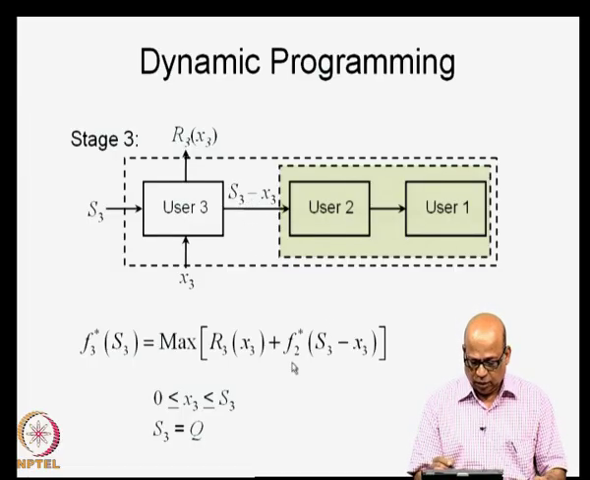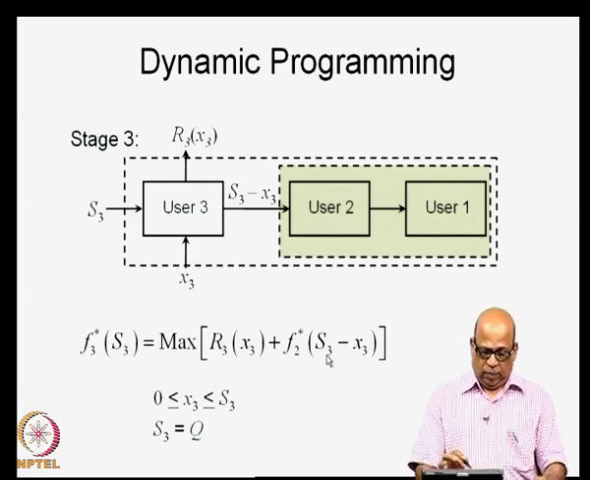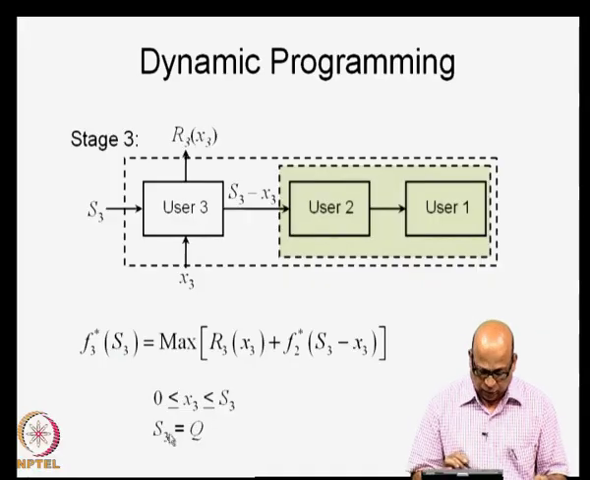So, this term here, F2 star of S3 minus X3, is in fact the optimized value of the objective function corresponding to the value S3 minus X3, which we have solved for in the previous stage. So, we pick up from the previous stage the associated value for S3 minus X3. But there is some interesting feature here.